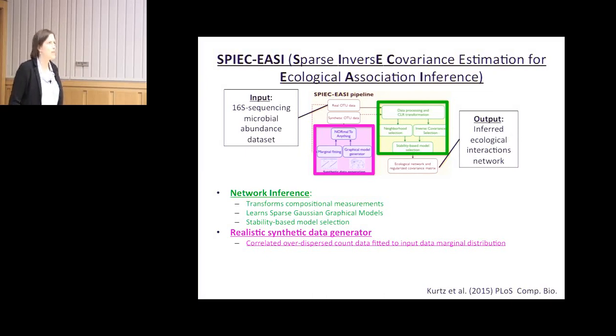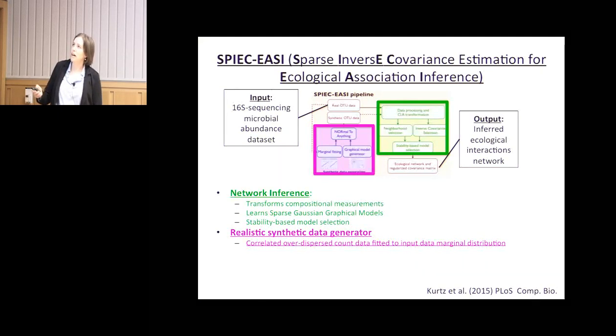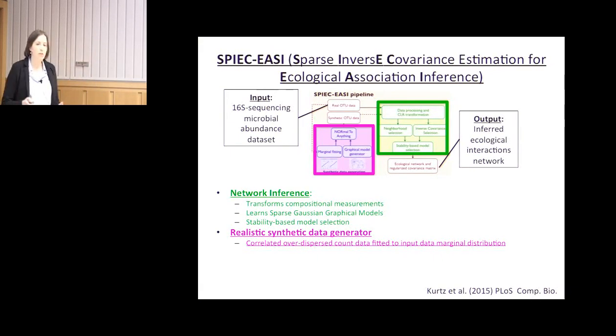And so one of the major challenges we had with convincing ourselves this method was good was being able to generate realistic synthetic data, specifically correlated over-dispersed counts data from models of known topologies. And so one of the things that you can do with this method is generate synthetic data that matches, in a statistical sense, your input data set and see how well this method recovers the network on your particular data set.